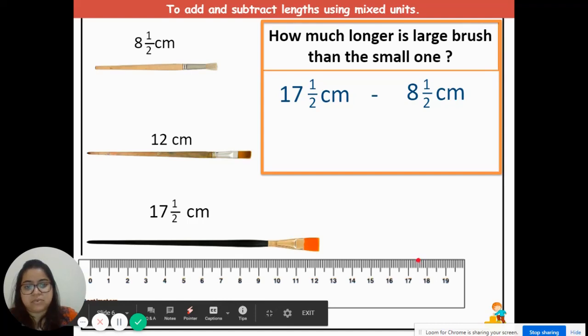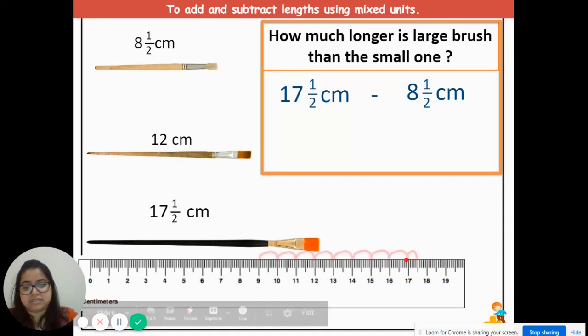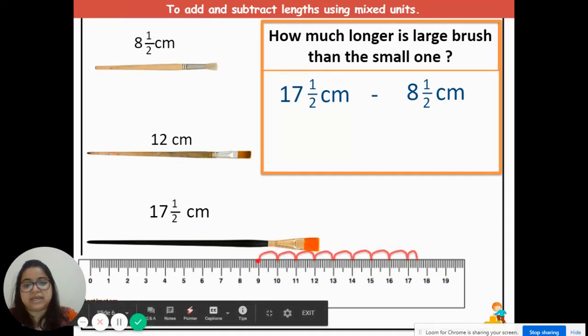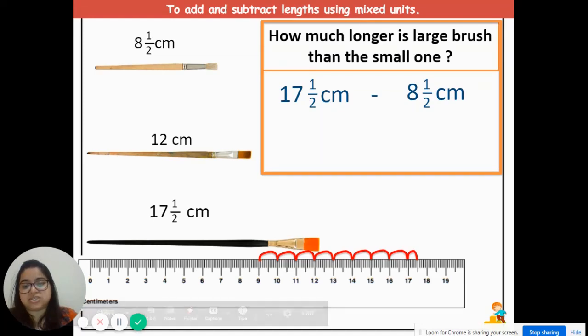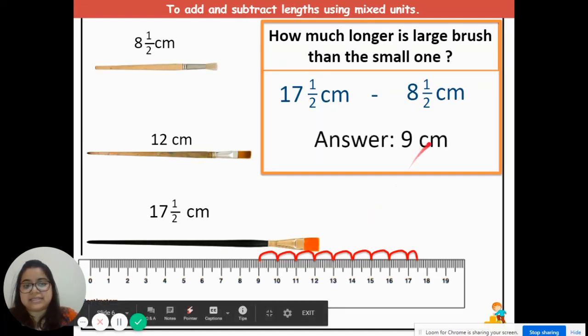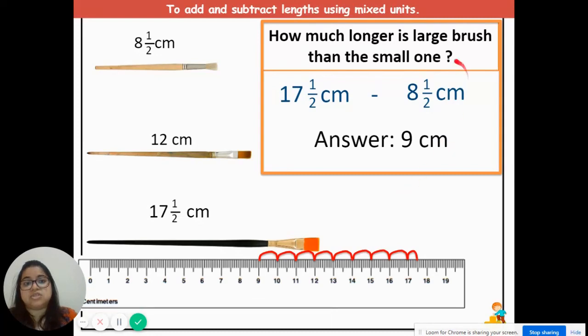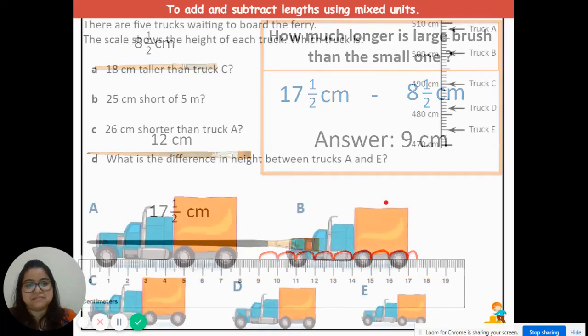Alright. So let's take this half jump. So we go from this point to this point. And then we take jumps of 8 centimeters. And when we do that, we reach this point. So, what is the answer to the question? It is 9 centimeters. So, the large brush is 9 centimeters longer than the small one. Let's go ahead with the next question.